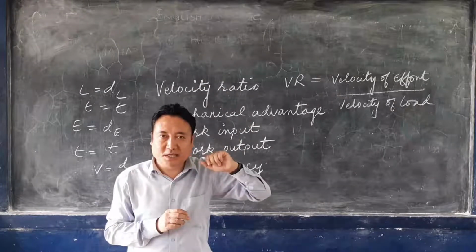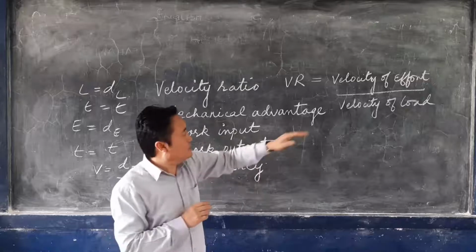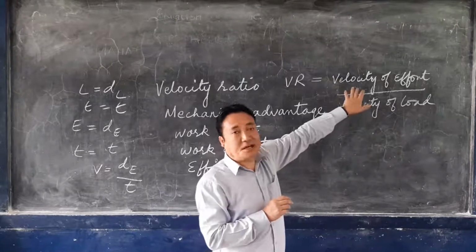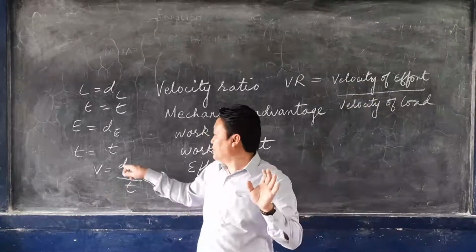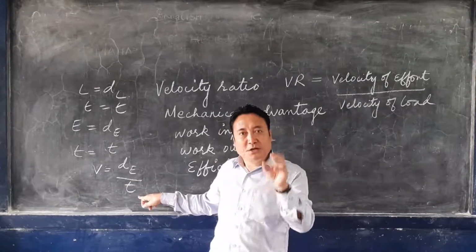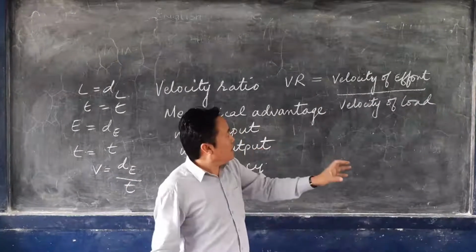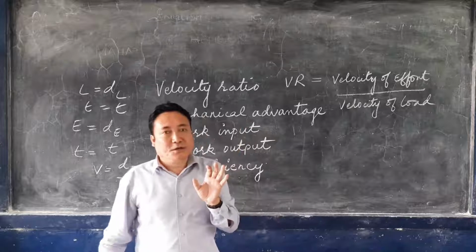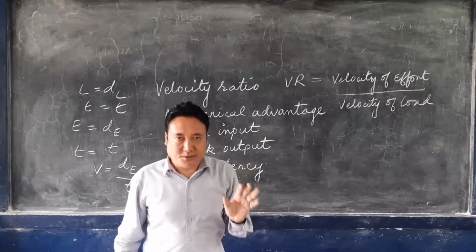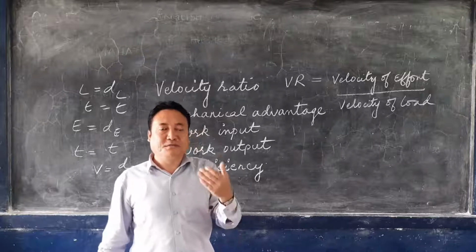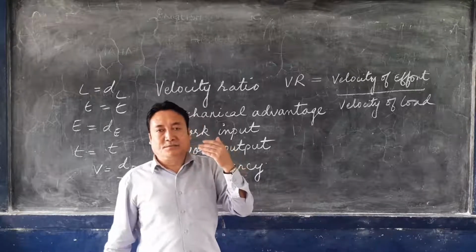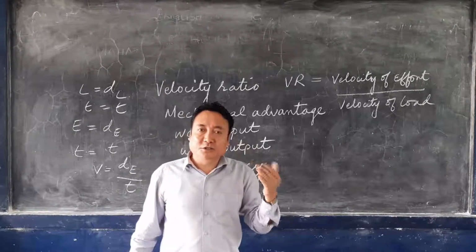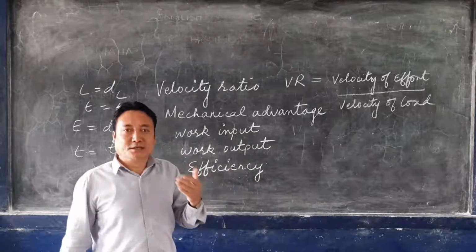So the time is considered as t. In order to calculate the velocity of load, it is the distance traveled by load divided by time. The velocity of effort is the distance traveled by effort divided by t. Therefore, in order to calculate velocity ratio, you have to consider the velocity of effort divided by velocity of load. This way, you will find the velocity ratio. So velocity ratio is defined as the ratio of the velocity of the effort to the velocity of load. Since it is a ratio of two similar physical quantities, it does not have any unit.